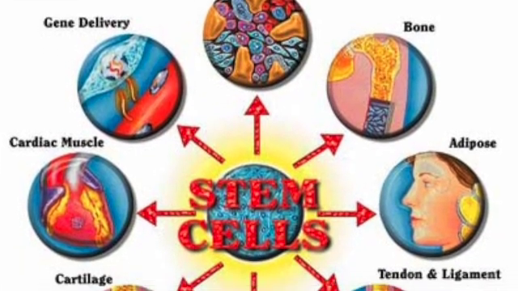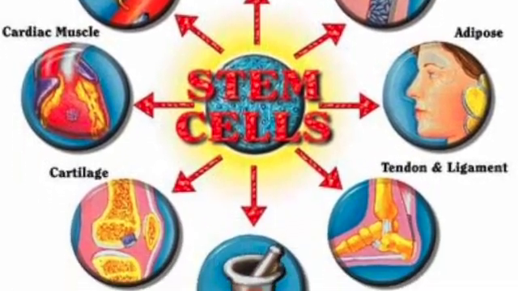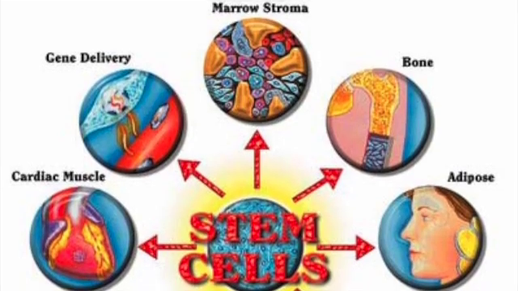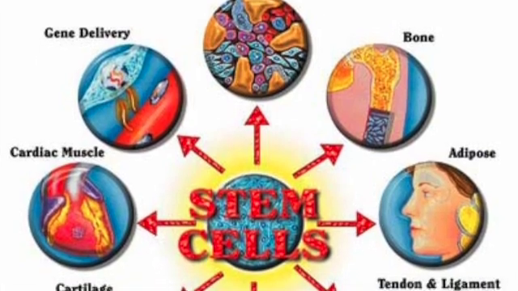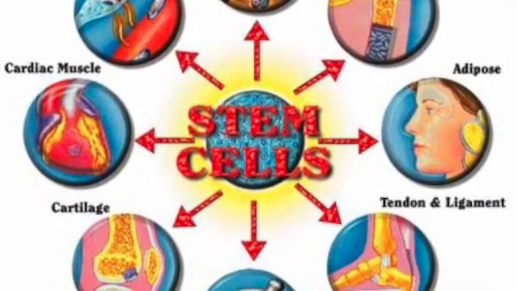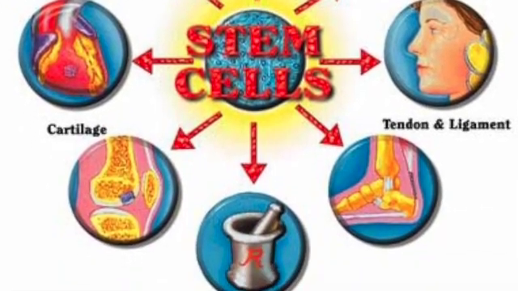Embryonic stem cells are formed as a normal part of embryonic development. They can be isolated from an early embryo and grown in a dish. Mesenchymal stem cells, also known as MSCs, are multipotent stromal cells that can be differentiated into many cell types.